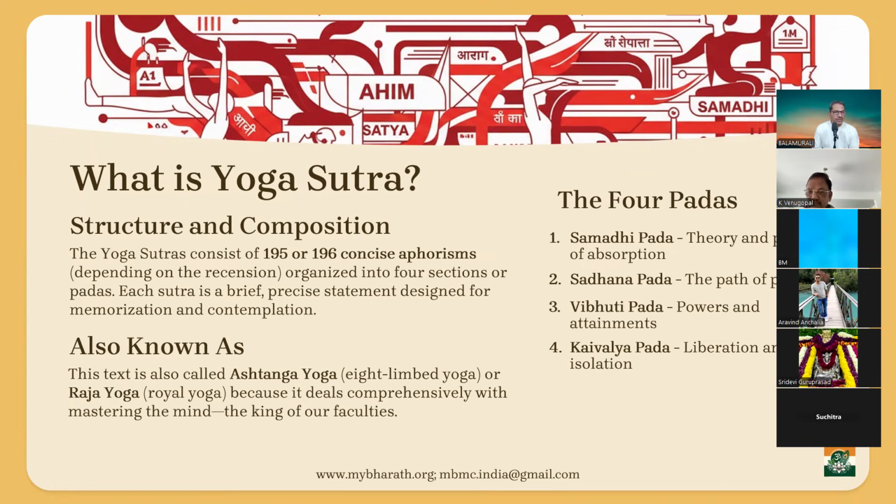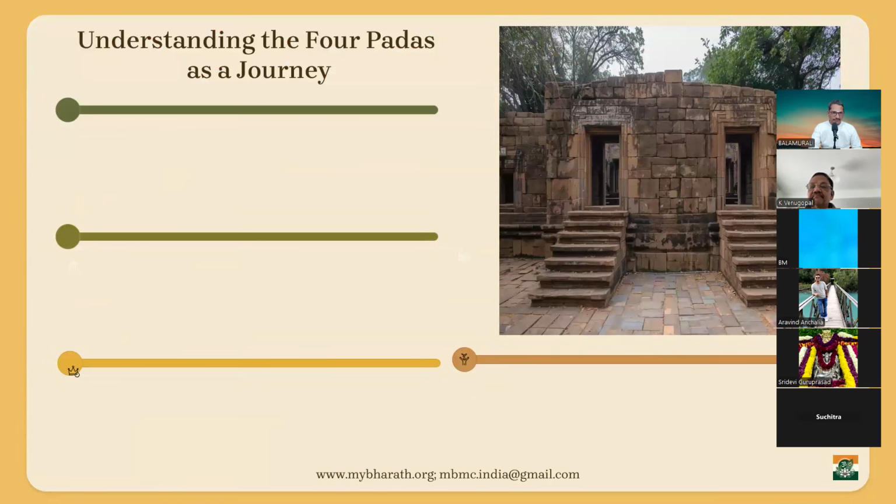And the most famous word, Ashtanga Yoga. People who are new to yoga, you may be thinking, what is this Ashtanga Yoga? That Ashtanga Yoga comes in Yoga Sutras only. From Yoga Sutras only, this word Ashtanga Yoga started spreading everywhere. So there are 4 padas, that means 4 chapters. The first one is called Samadhi Pada, second is called Sadhana Pada, third is called Vibhuti Pada, fourth is called Kaivalya Pada. So these are the 4 chapters we have in Yoga Sutras.